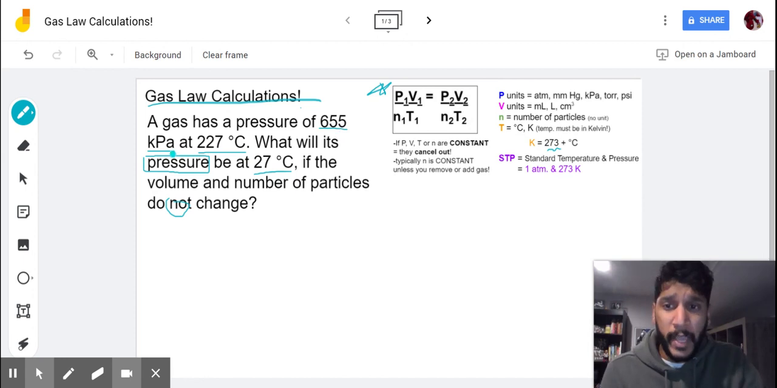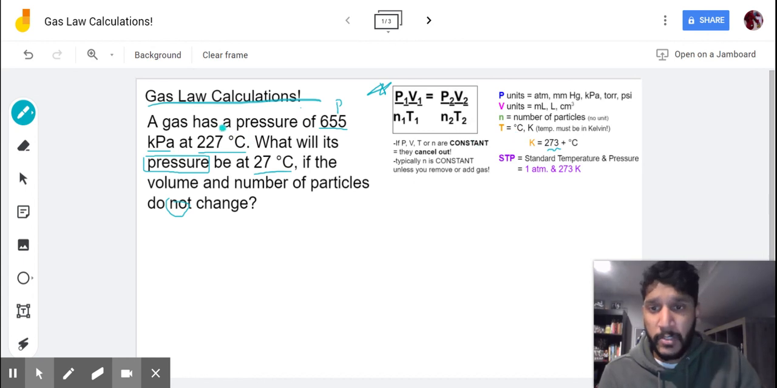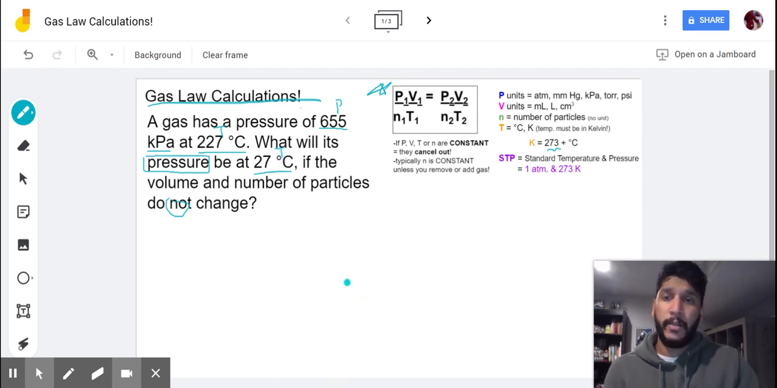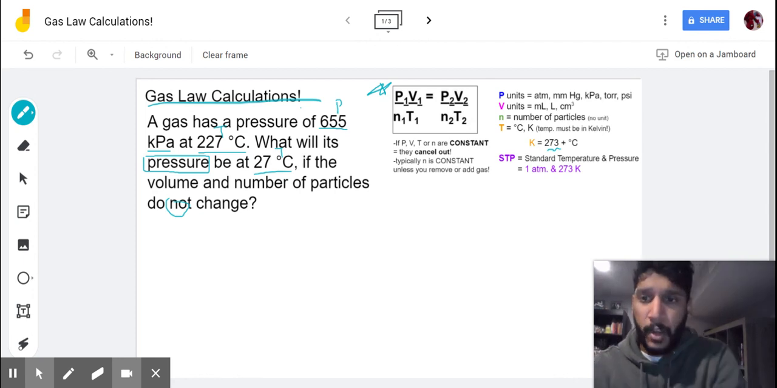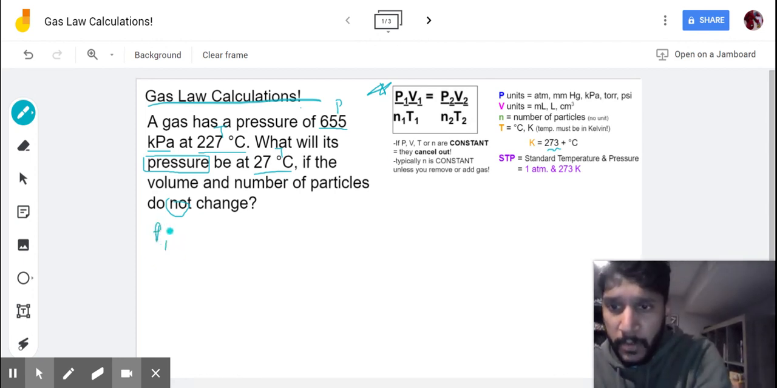655 kPa, kilopascals, is a unit for pressure, so we label that as pressure. And 227 degrees Celsius is a unit for temperature, so we have a temperature here, and a new temperature over here. So we have some pressures and temperatures, and the volume and number of particles do not change. Let's write down our combined gas law: P1 V1 over N1 T1 equals P2 V2 over N2 T2.